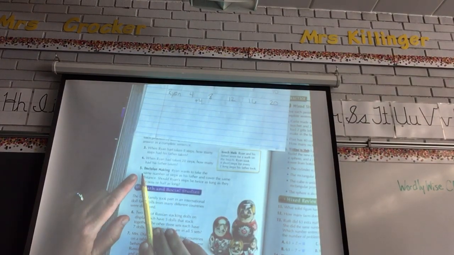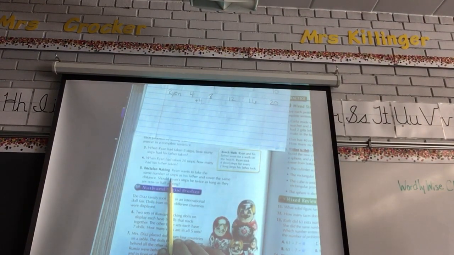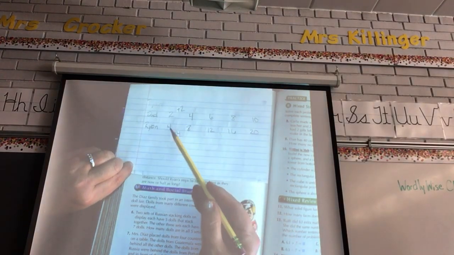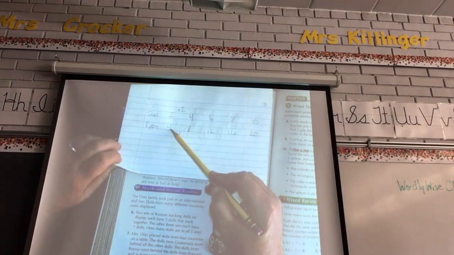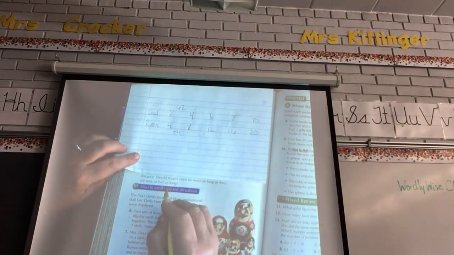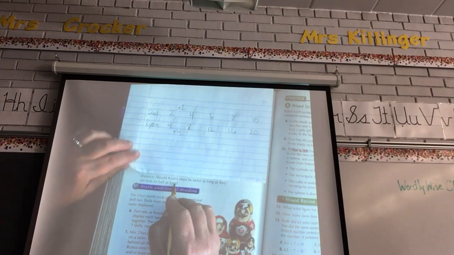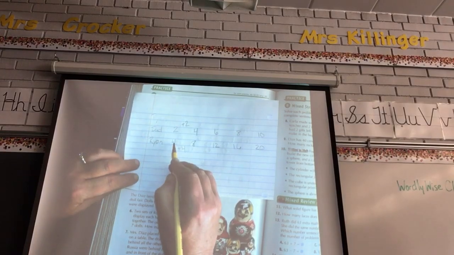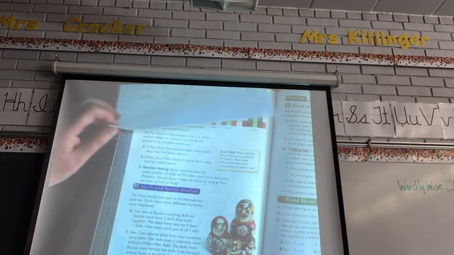Now, number 5. Ryan wants to take the same number of steps as his father and cover the same distance. Should Ryan's steps be twice as long as they are now, or half as long? So do Ryan's steps need to be twice as long or half as long? Wow, that's confusing. Okay. Well, what it is if you divide, you know what?